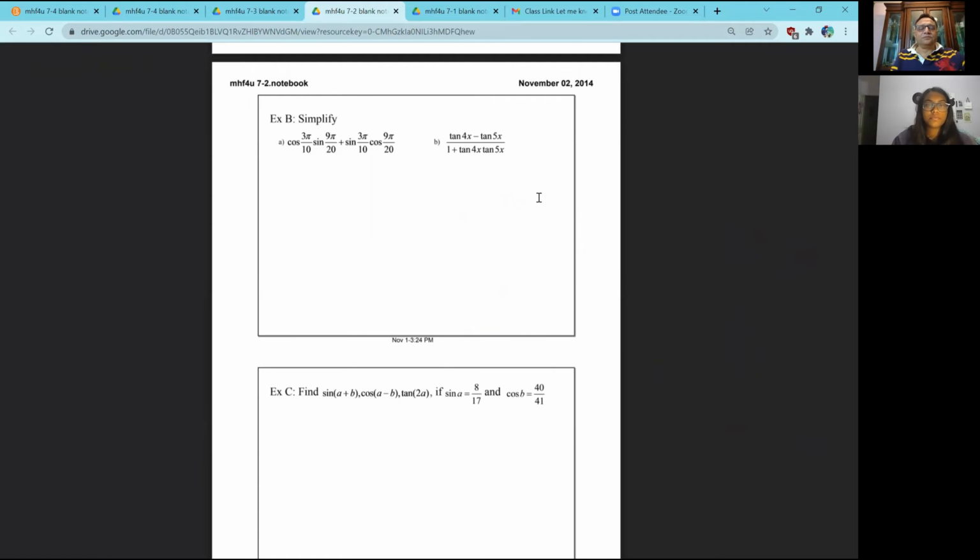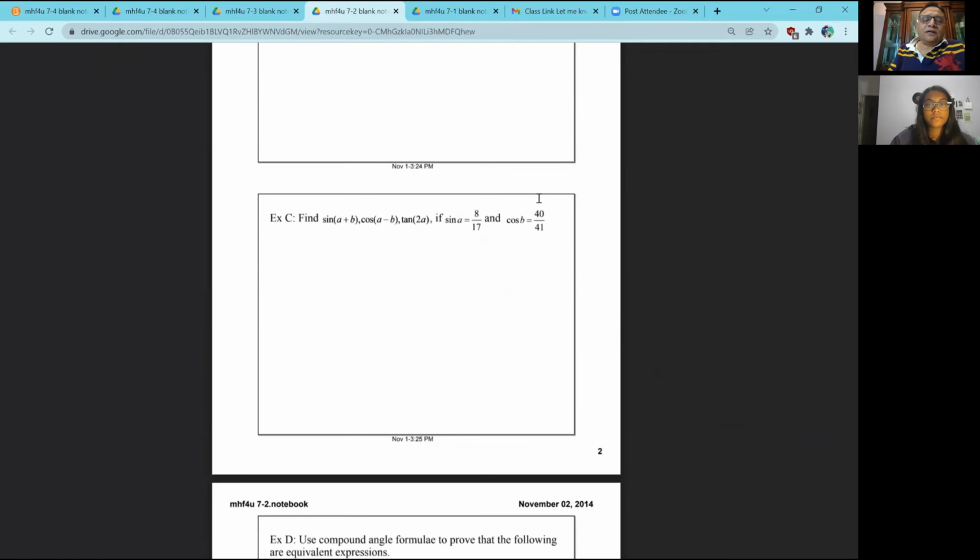Let's look into the next question, Example C. Can you try this? What is the question saying? Find sine of alpha plus beta, cos of alpha minus beta, and tan 2a if sine alpha equals 8/17 and cos beta equals 40/41. Direct application of the equations which you learned, right? Sine alpha plus beta, you know the formula, right? Now you say sine alpha cos beta plus cos alpha sine beta, right? And you are given sine alpha and cos beta. You substitute the values and calculate, correct?